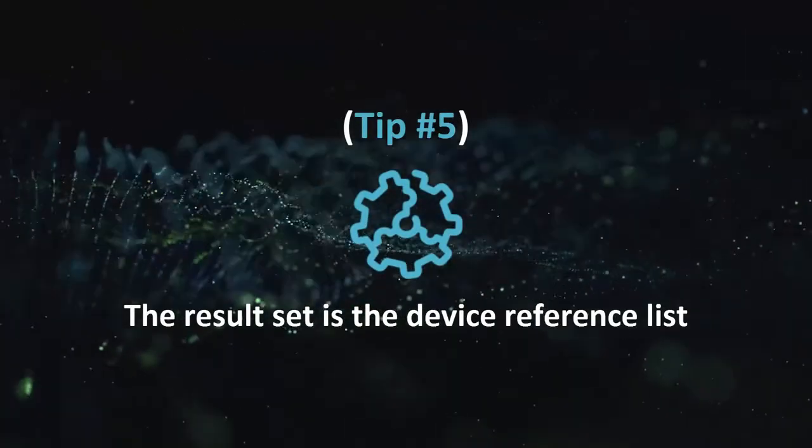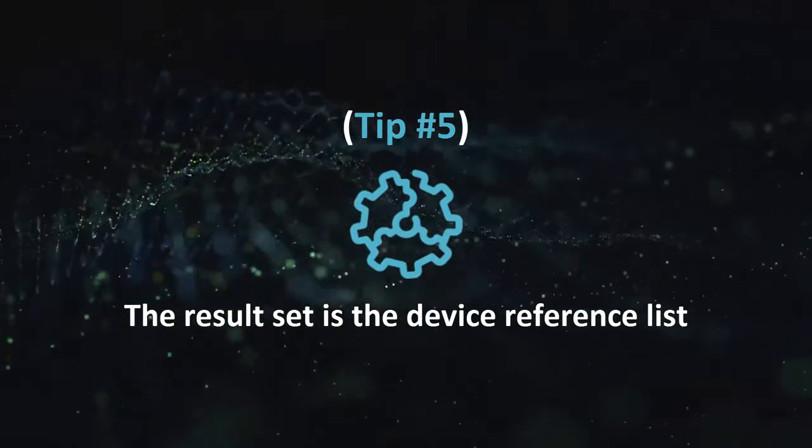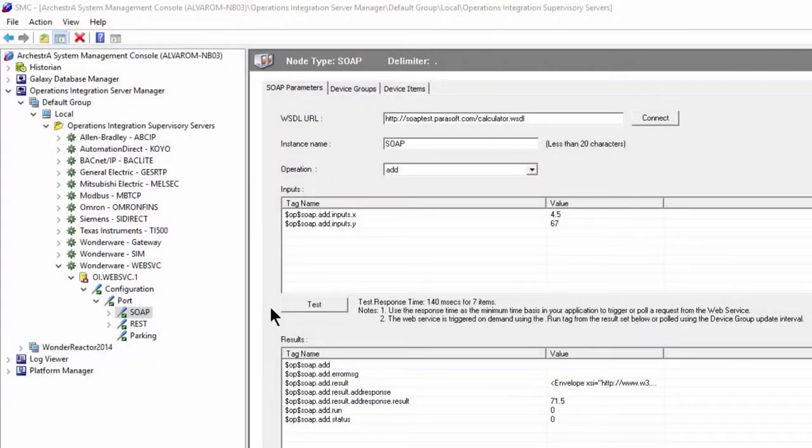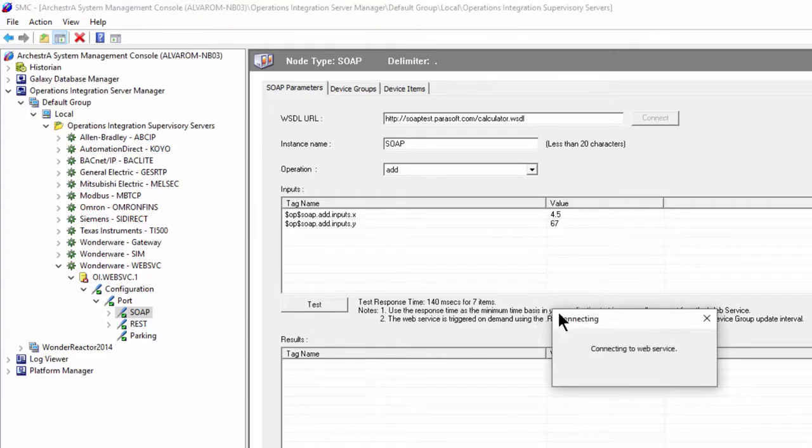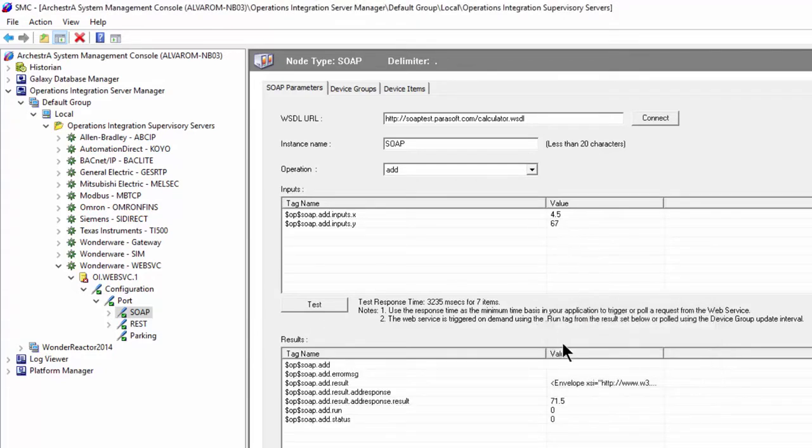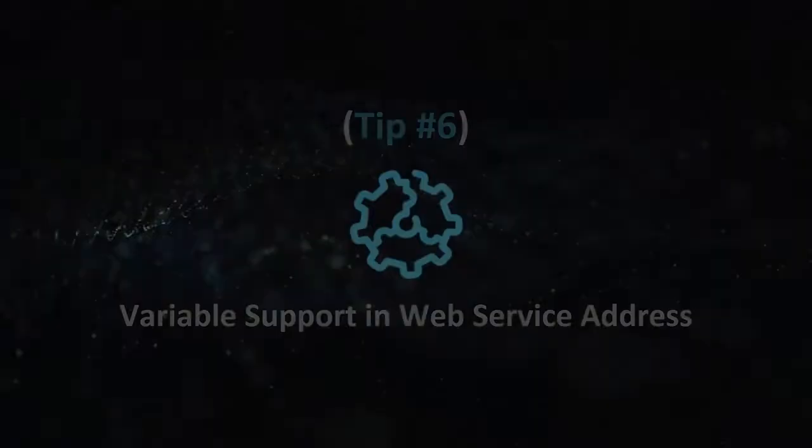Tip number 5. The result set is the device reference list. When we perform the test operation, based on the inputs that we have entered here, we'll receive a result set. In this case, it's the sum of 4.5 and 67. The actual tag names in the results column of the results table are the representation of those tag names in the device itself. We have also some built-in device references such as the error message and the result set that are used as part of the built-in operations.